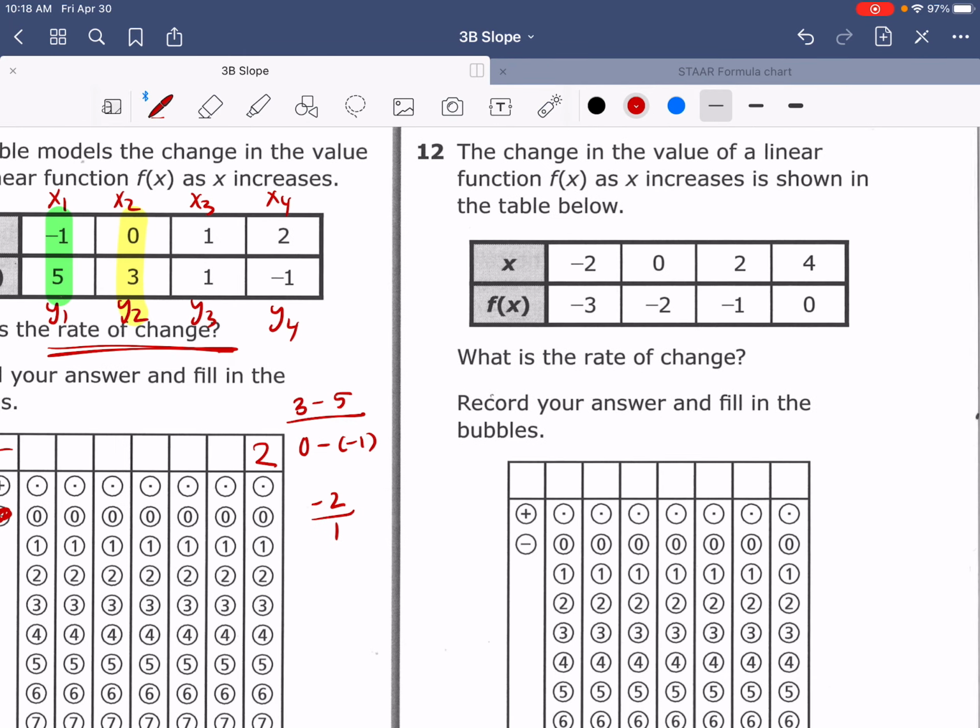So try this question by yourself, okay? You are supposed to get positive 2 here, okay? If you did it right.